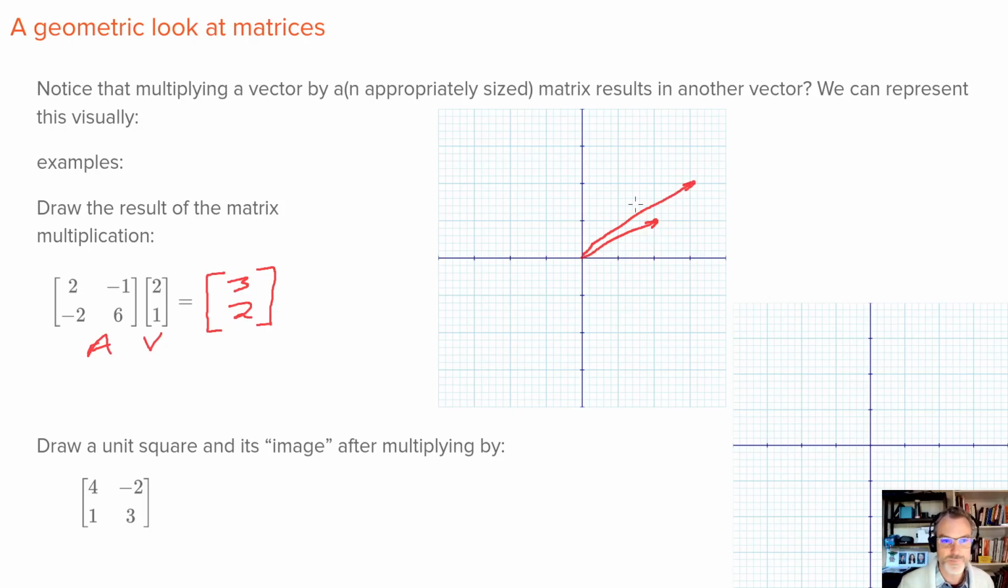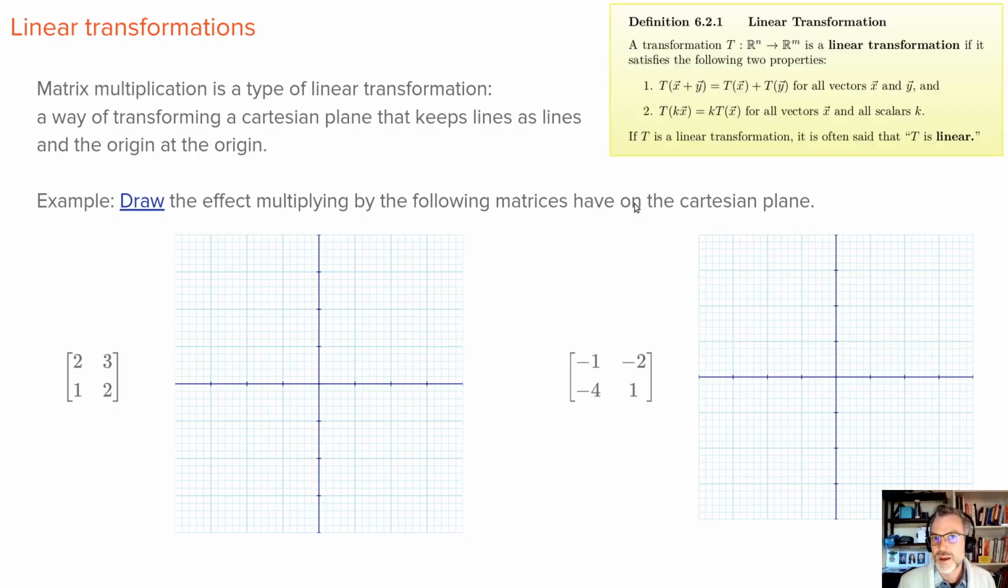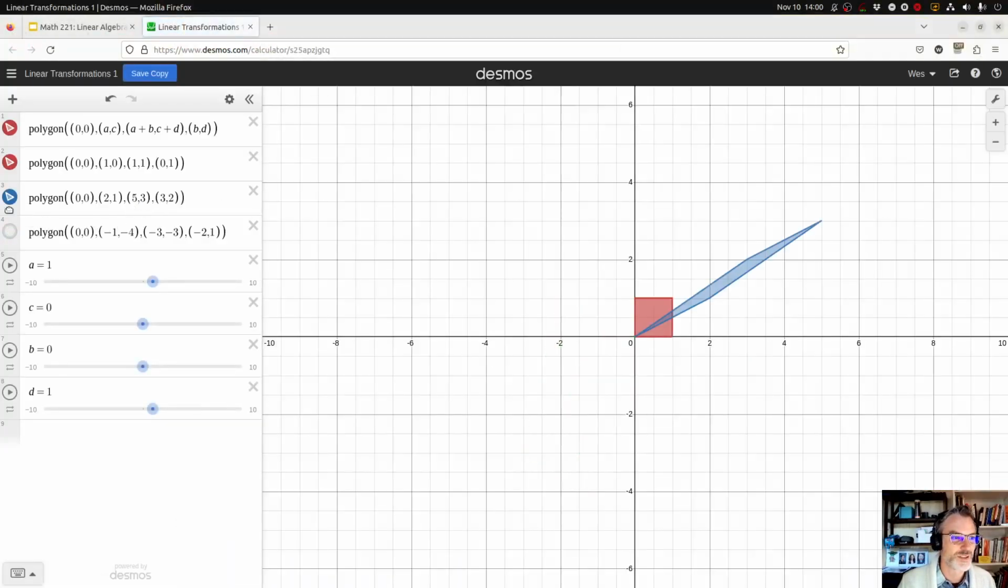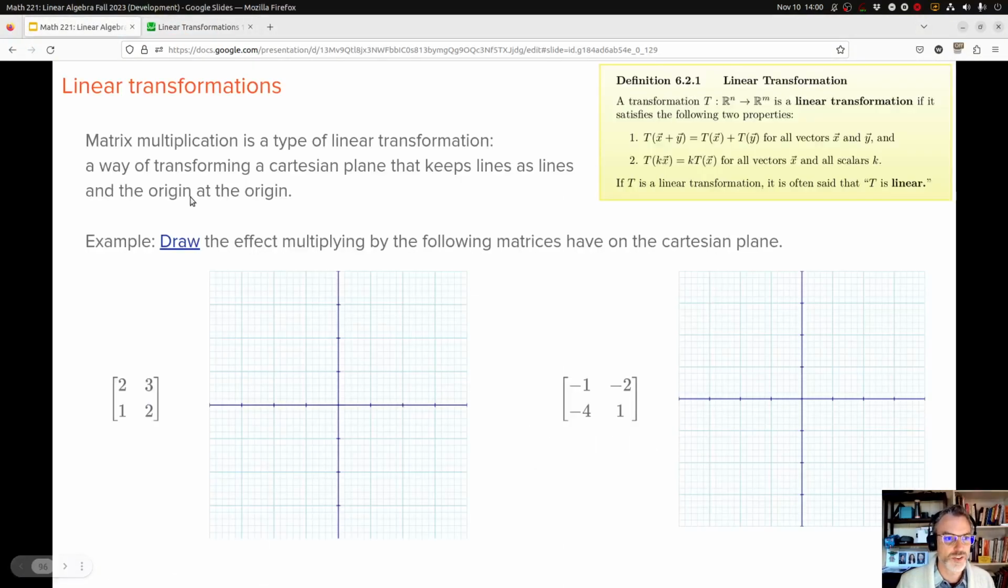We can ask what effect a matrix has on the entire plane. Okay? And of course I've made a little Desmos demonstration here. Let's clean it up a little bit. So let's look at that first matrix, 2, 3, 1, 2. And now the way I'm going to do this is I'm going to imagine a square here, a unit square. And when I multiply each of the vertices by this matrix, I want to see what the resulting image is.